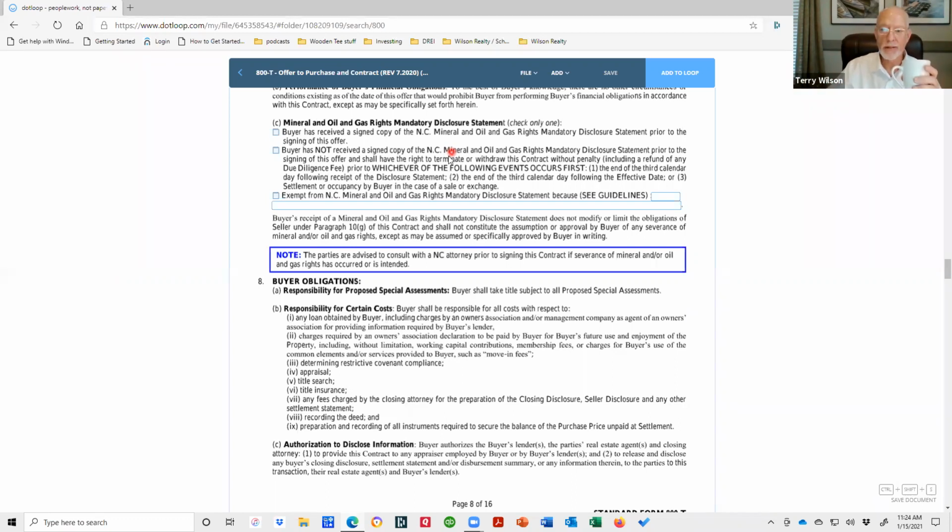But there it is. So either the buyer has gotten a copy of the MOG report, or they have not gotten a copy of the MOG report, which does give them an out. If they don't get it, they get an out, either 3 days from receipt or 3 days from the effective date of contract, whichever occurs first. Or this property is exempt, and it's exempt because it is raw land out in the country. But again, if it is a lot in a neighborhood, the builder has to give the MOG report. But if it's a lot in a neighborhood, the odds are the builder's already going to have their own contract, and we wouldn't be using this contract at all anyway.